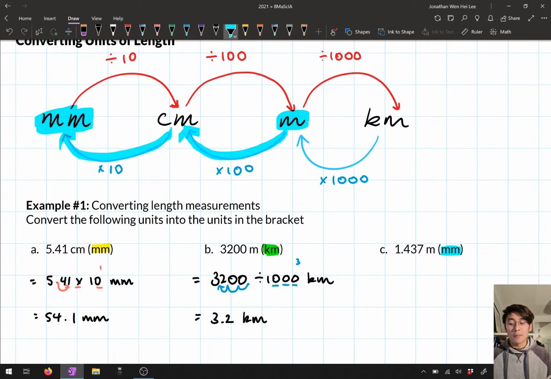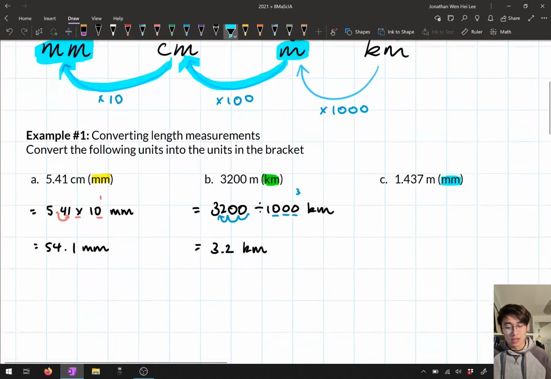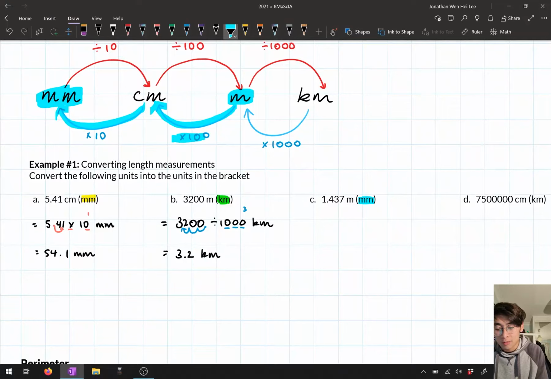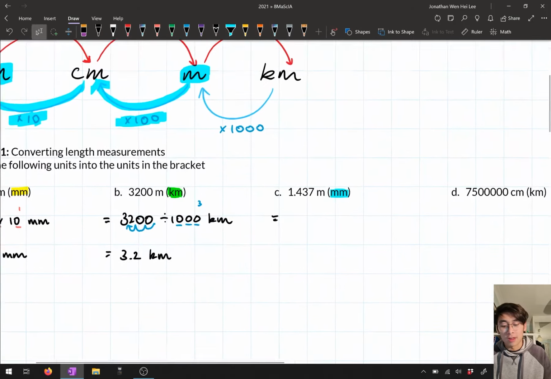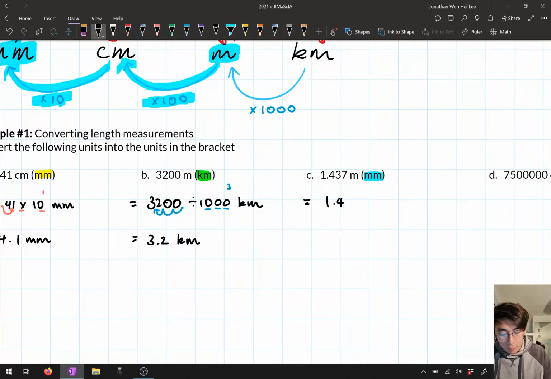So not only am I going to be timesing by 100, not only am I going to be timesing by 10, but I'm going to be timesing by 100 and then timesing by 10. I need to do both of those. Let's write that down. Oh, I've actually got 4, I forgot about that last one. If we've got 1.437 meters and I want to convert to millimeters, I times it by 100 first to get centimeters, then I times it by 10 to get millimeters.